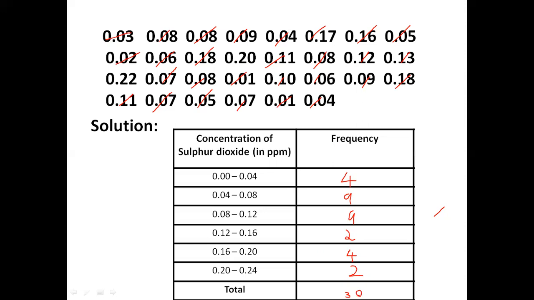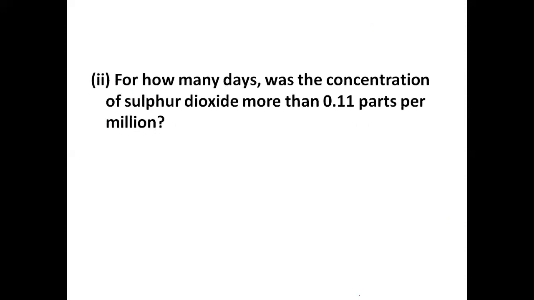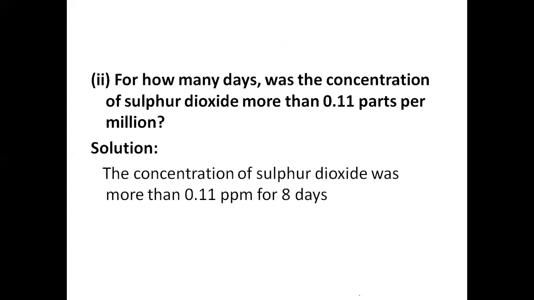Now, if we see this table, the second question is, for how many days was the concentration of sulfur dioxide more than 0.11 parts per million? We see that the concentration of sulfur dioxide was more than 0.11 for 8 days.